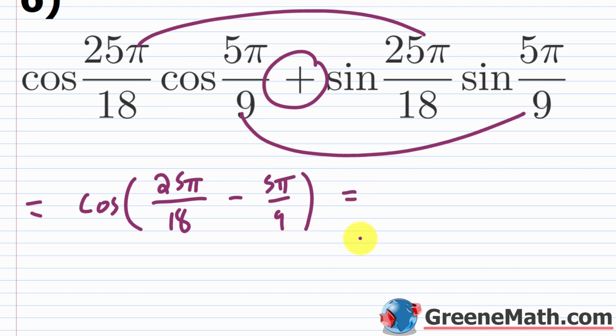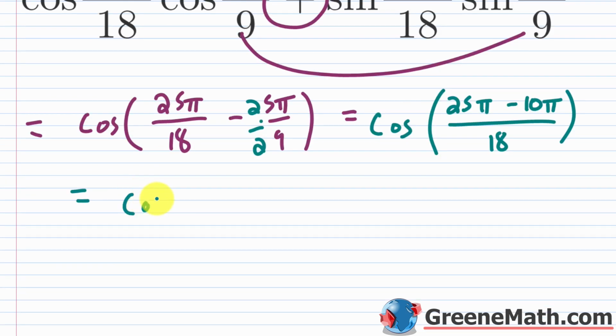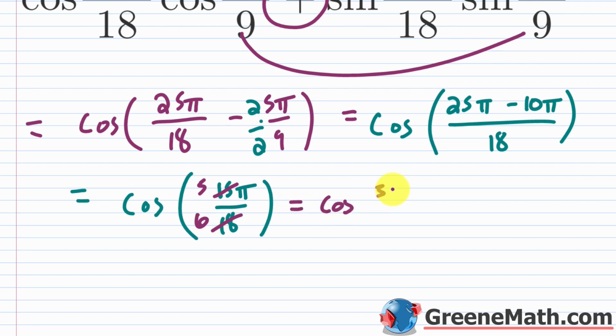So for this one, again, I have an 18 here and a 9 here. So let me just say this is times 2 over 2, so I can get a common denominator. So I'll say this is the cosine of 25 pi, and then minus 2 times 5 would be 10, so 10 pi, over the common denominator now would be 18. So we'll say this is equal to the cosine of 25 minus 10 is 15, so this would be 15 pi over 18. And we have a common factor of 3 between numerator and denominator. 15 divided by 3 is 5. 18 divided by 3 is 6. So this is the cosine of 5 pi over 6.